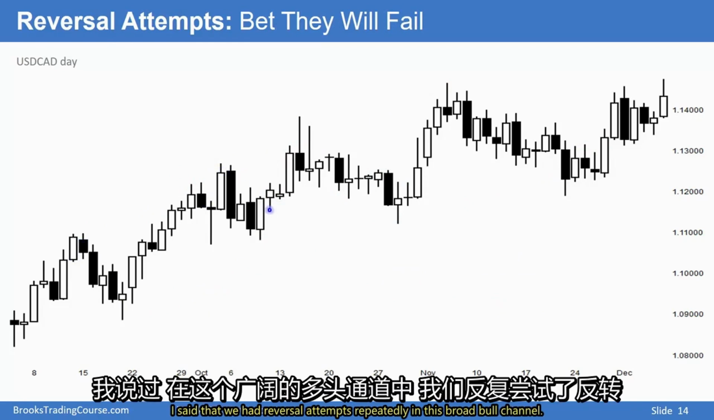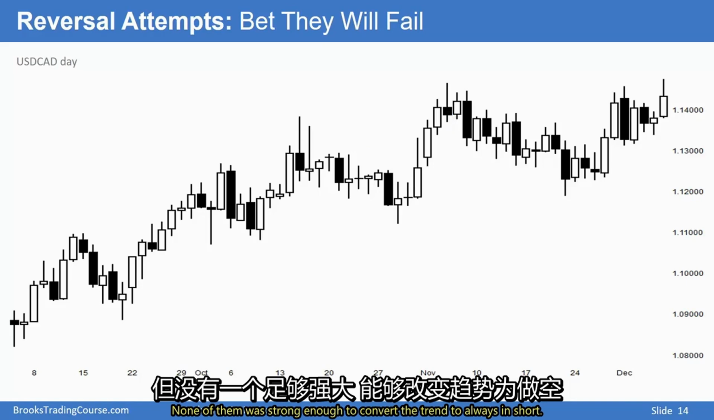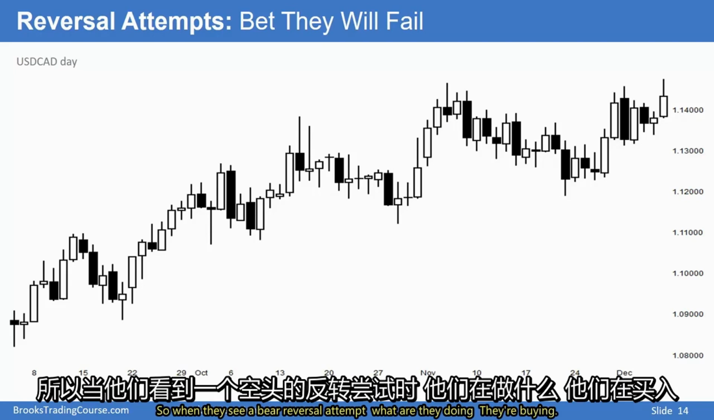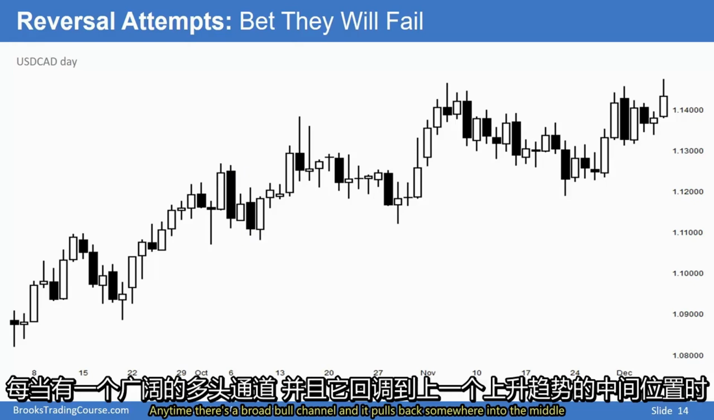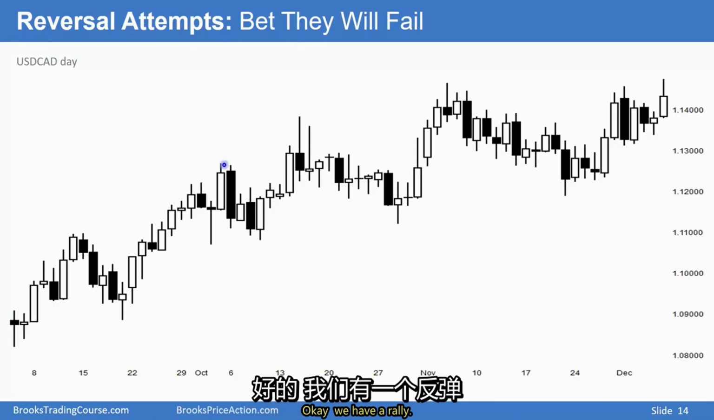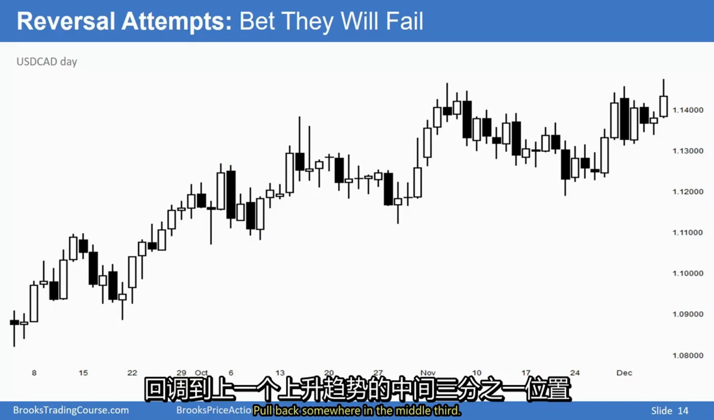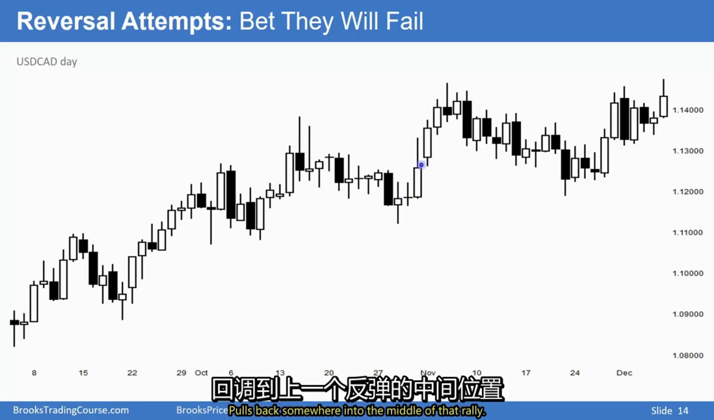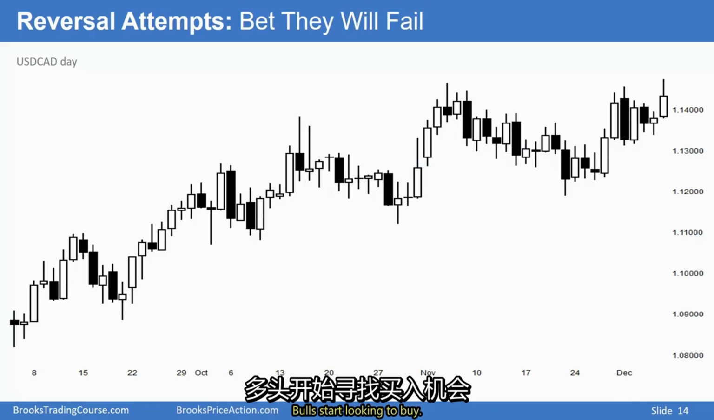I said that we had reversal attempts repeatedly in this broad bull channel. None of them was strong enough to convert the trend to always in short. And the bulls expect all of these reversal attempts to fail. So when they see a bear reversal attempt, what are they doing? They're buying. Anytime there's a broad bull channel and it pulls back somewhere into the middle of the last leg up, bulls buy. Okay, we have a rally, pull back somewhere in the middle third, bulls buy. A rally pulls back to the middle third of that last rally, a buy. Rally, pull back somewhere into the middle of that rally, bulls start looking to buy.